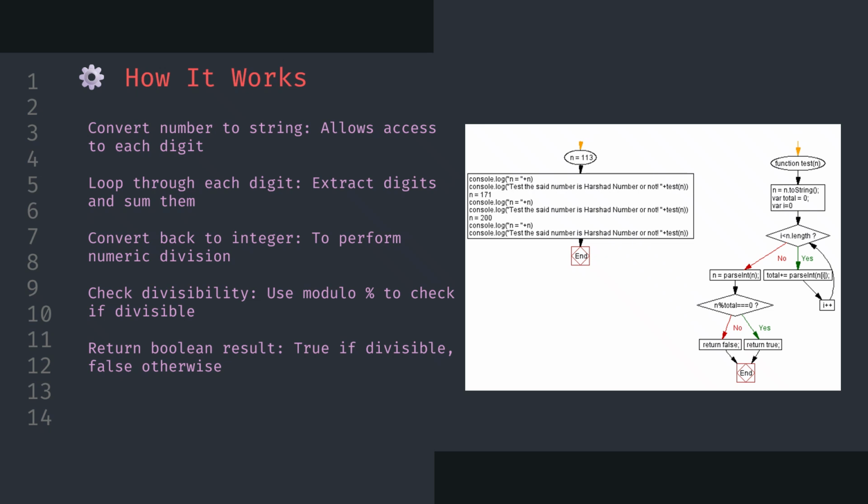Step by step, we convert the number to a string to handle each digit easily. We then loop over the string, summing digit values. We convert back to number to use modulo for divisibility. And if the number is 0, we return true. Otherwise, we return false. This lets us know if the number is Harshad.